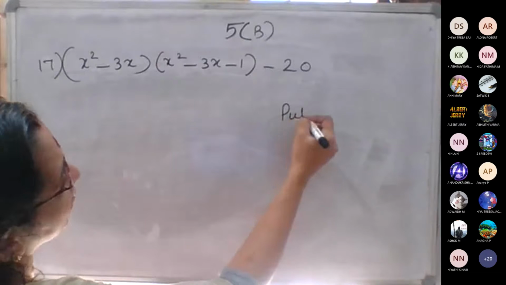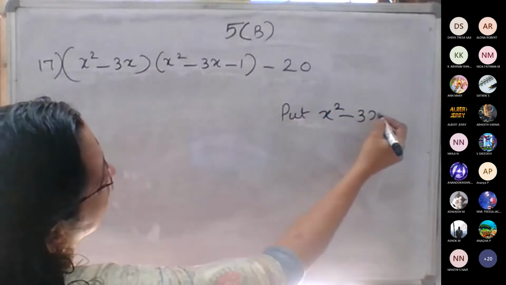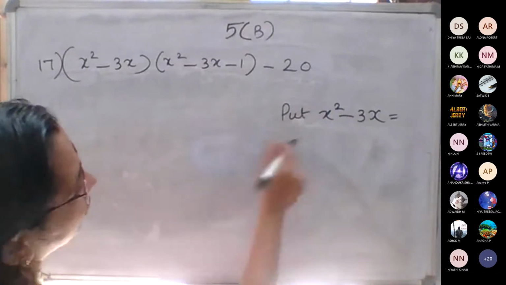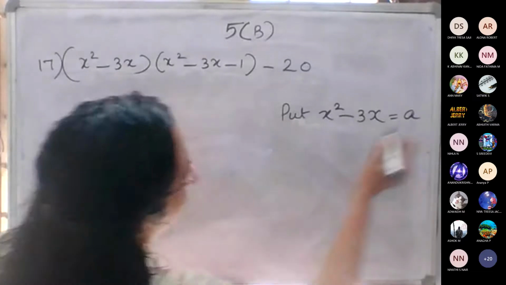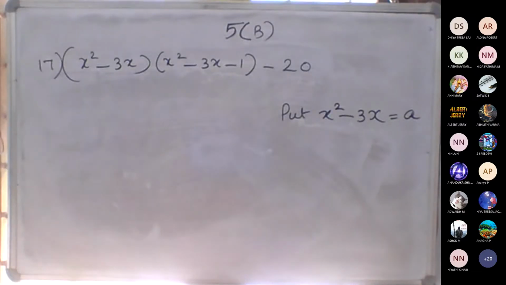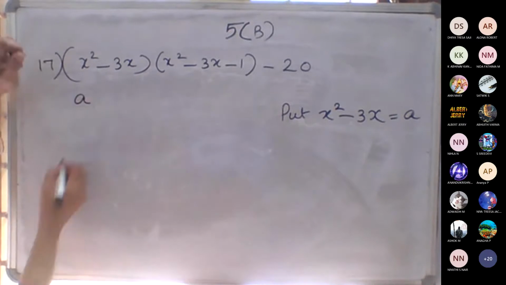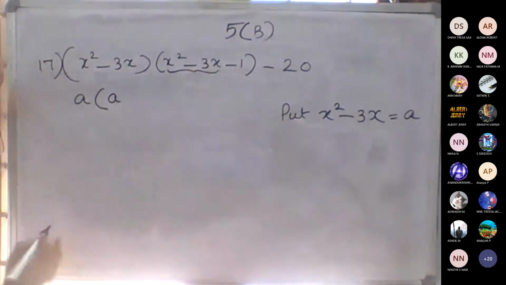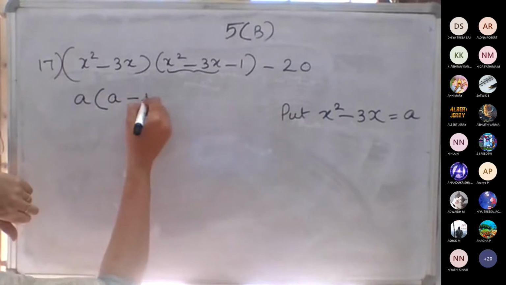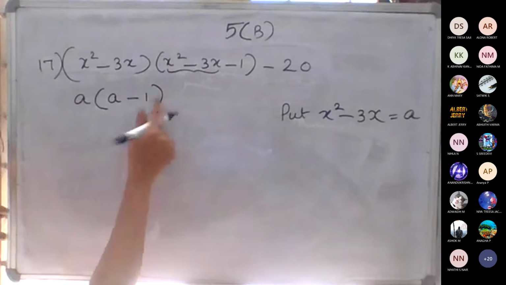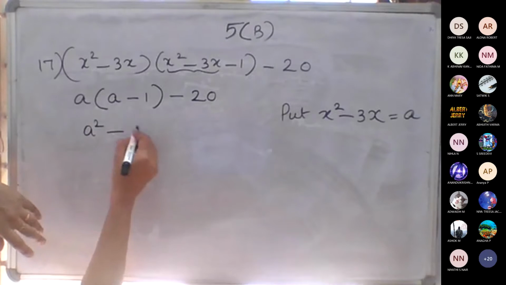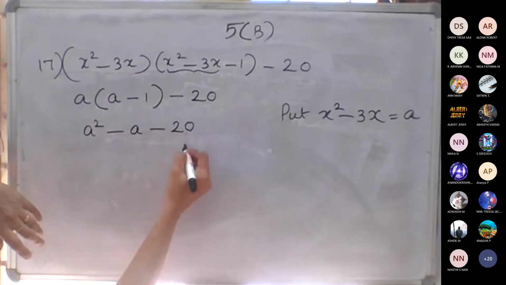So what can we substitute for x square minus 3x? No y here, so we can write it as y or a. Which one is convenient for you? A. So how can we write? x square minus 3x as a within brackets. Up to this only we are substituting. The remaining negative 1 is a minus 1 there. So we will write it as a minus 1 minus 20. Then change the bracket, so it will be a square minus a minus 20.